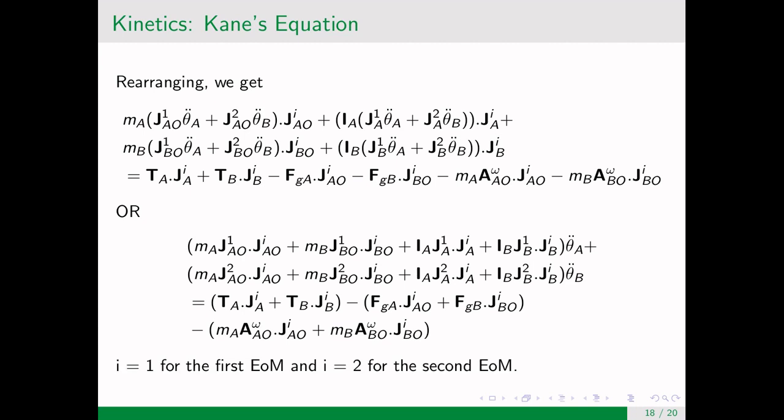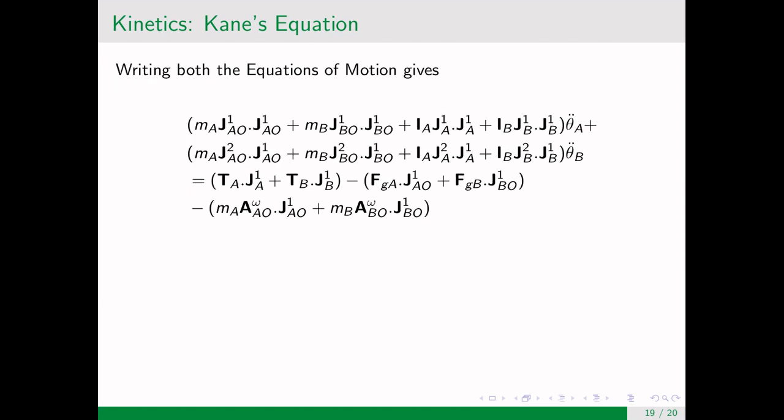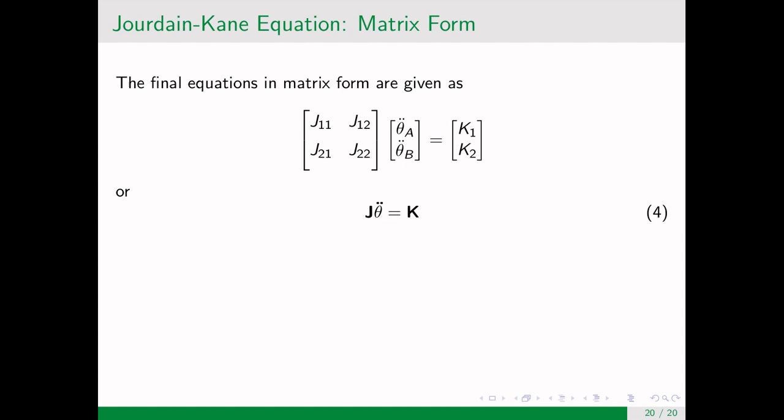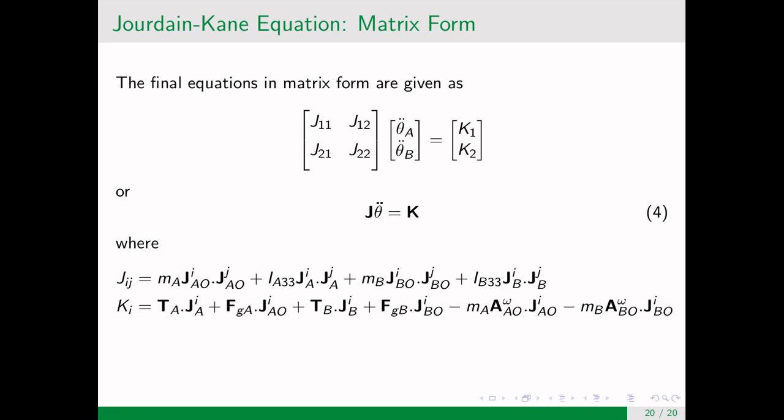Okay, we're still working with the general equation where, if we put i equal to 1, it will be the first equation of motion. If we put i equal to 2, we get the second equation of motion. Okay, now we're writing both of them separately. You can see that they are very symmetric. Okay, so the final equation is simply a 2 by 2 matrix, J matrix, which is filled with the dot products. So this is your J and K.